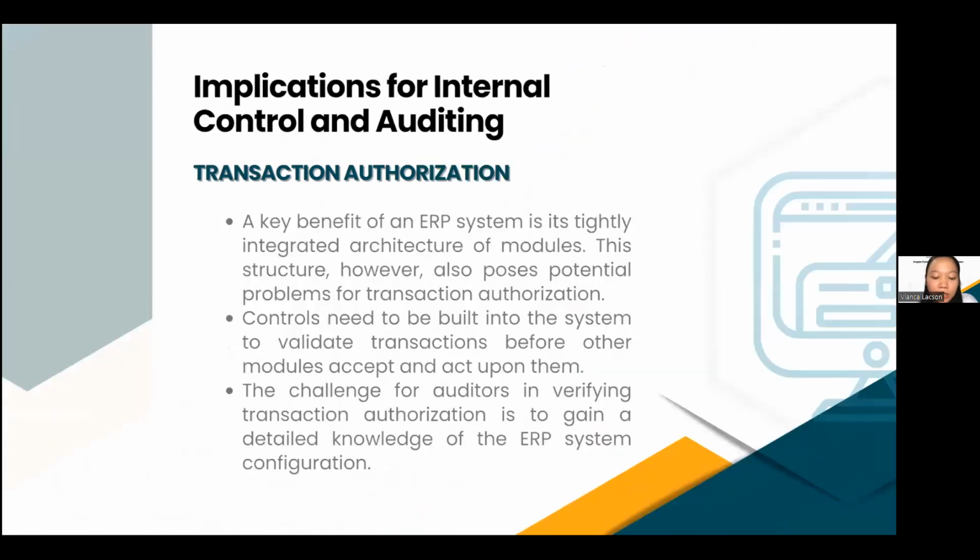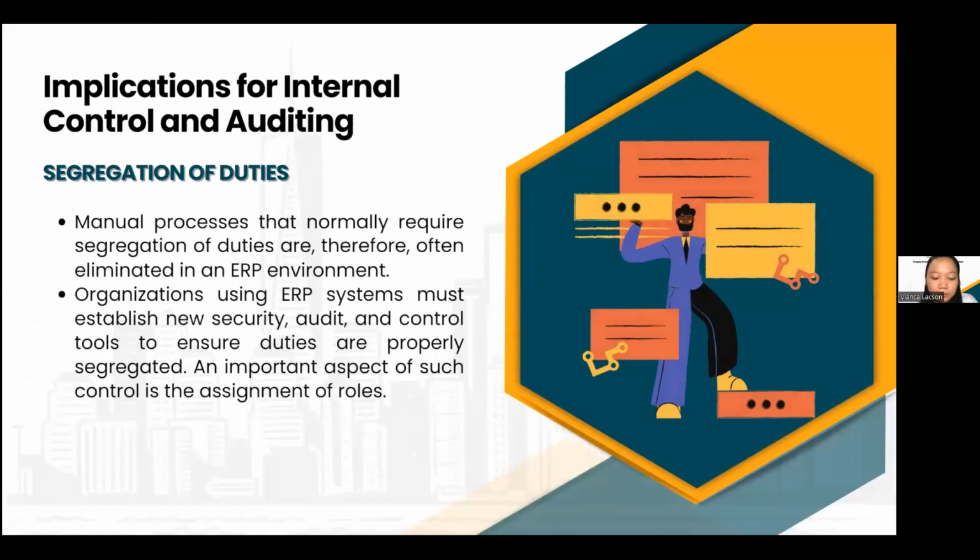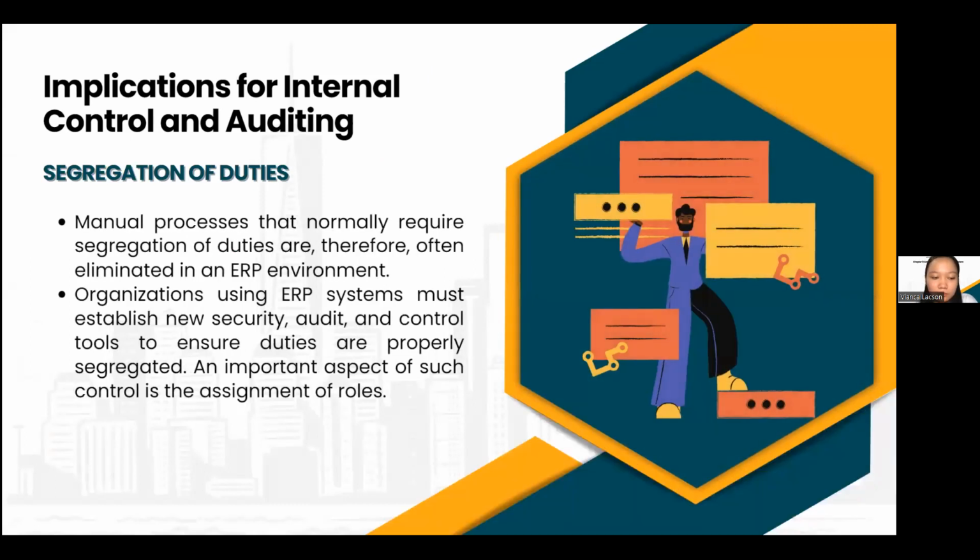Now we have the segregation of duties. Operational decisions in ERP-based organizations are pushed down to a point as close as possible to the source of the event. Manual processes that normally require segregation of duties are therefore often limited in the ERP environment. For example, shop supervisors may order inventories from suppliers, and receiving dock personnel may post inventory receipts to the inventory record in real time.